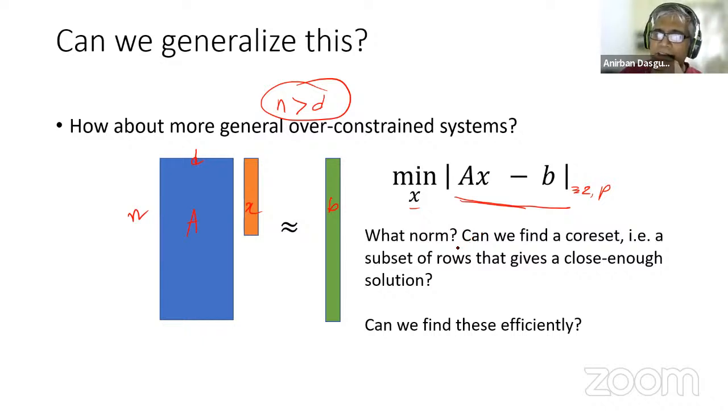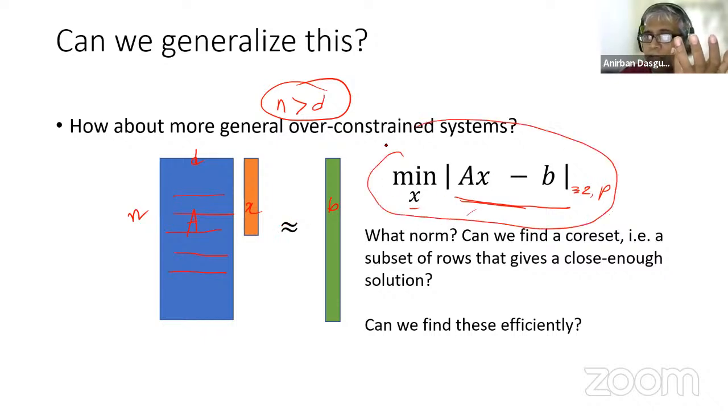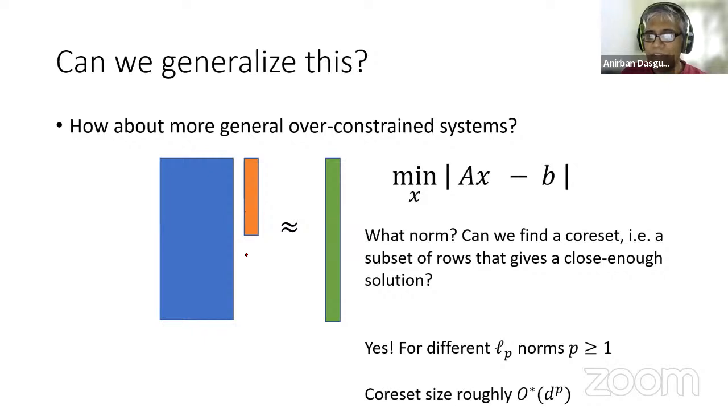So now here's the question again. Is my previous intuition true? Can I find a small number of constraints, a small number of rows of A, because constraints are really the rows of A, that gives me a close enough solution? In the previous simple example, I could give you the same solution. Now I'm even asking, can you give me a close enough solution to the solution that you would find by minimizing over the full data? Is that possible? Number 2, is it possible to find this small set of constraints efficiently? Let's see. Very surprisingly, the answer is yes.